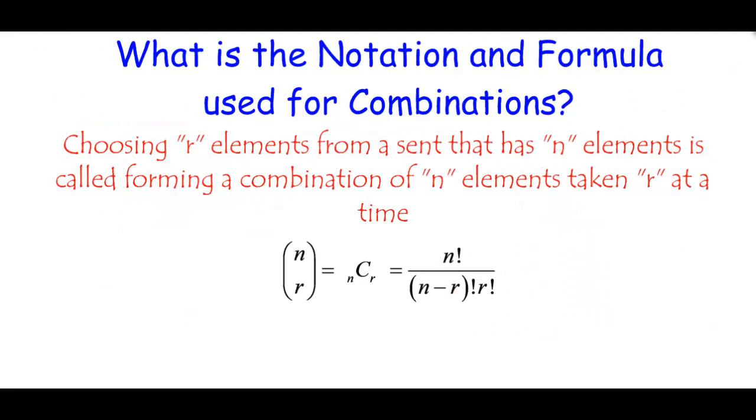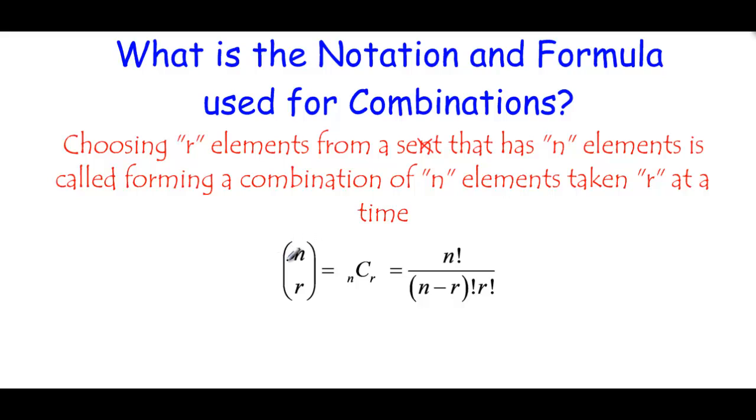We have a different notation and formula compared to some of the stuff we did with permutations. Sometimes it looks like this, where you have parentheses and you have n over r. We typically use nCr for combination, and what the calculator is going to do is actually a whole bunch of stuff with factorials. Now, how do we read this? It says choosing r elements from a set that has n elements is called forming a combination of n elements taken r at a time.